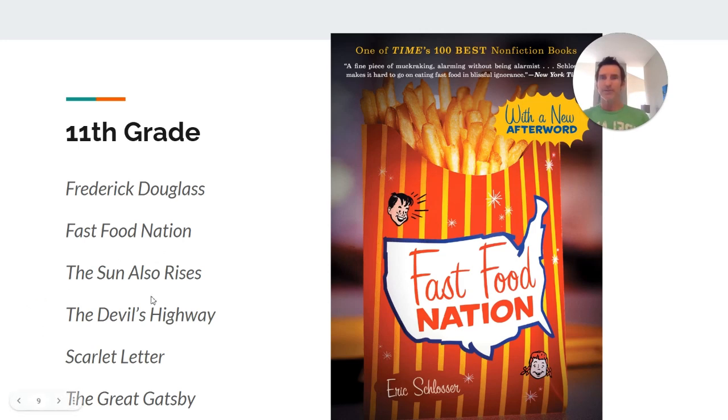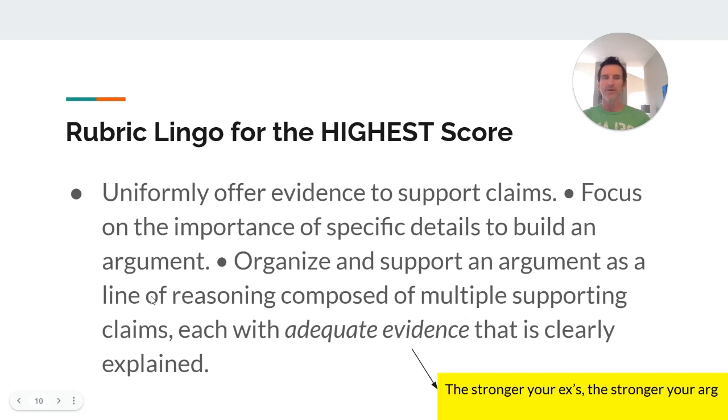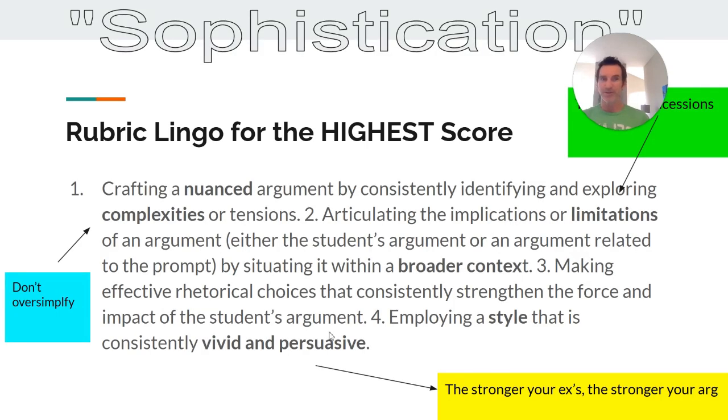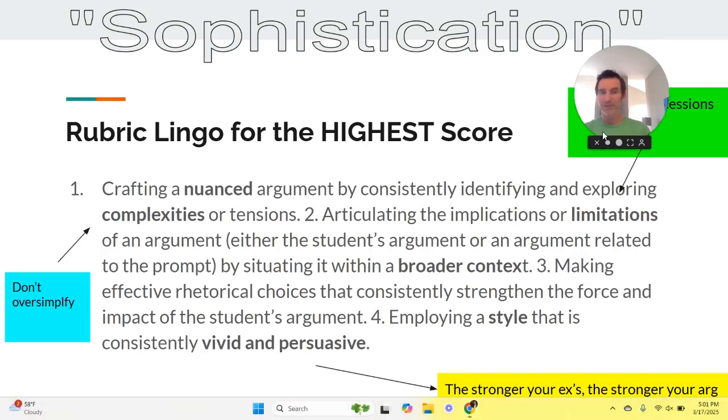So lots of options. You might think, oh, I can't really think of a book, but you could always tie in a book that you've read in school. The lingo for the rubric is pretty clear. They want adequate evidence that is clearly explained. So I'm just going to reiterate this over and over again: the stronger your examples, the stronger your argument. And the inverse is true. The weaker your examples, the weaker your argument.